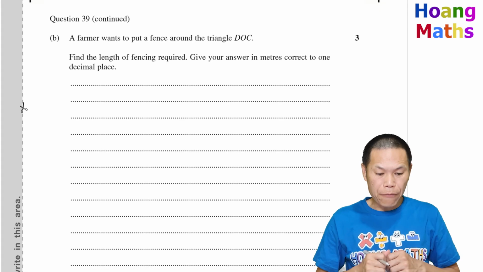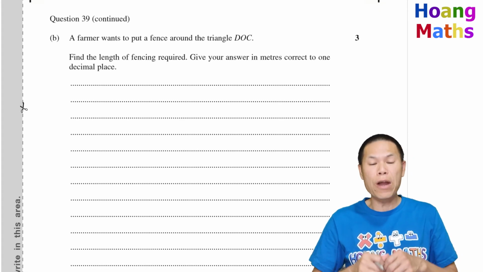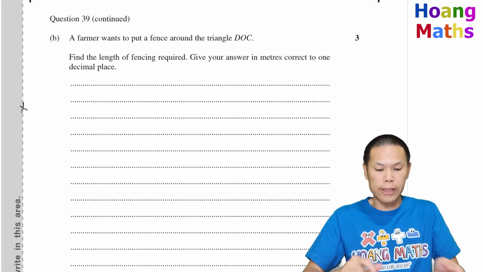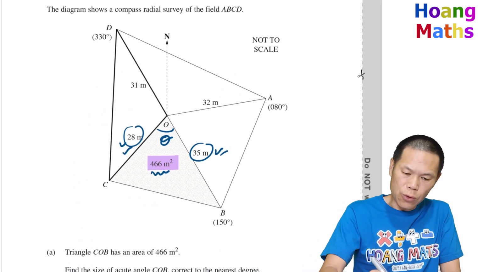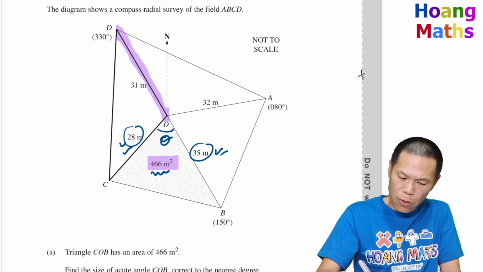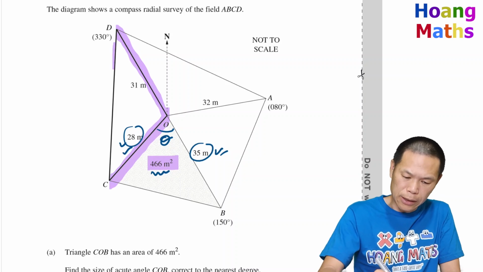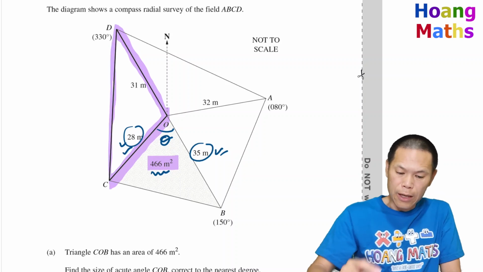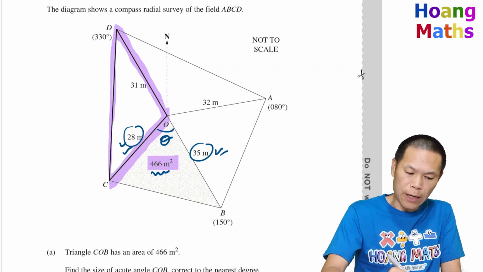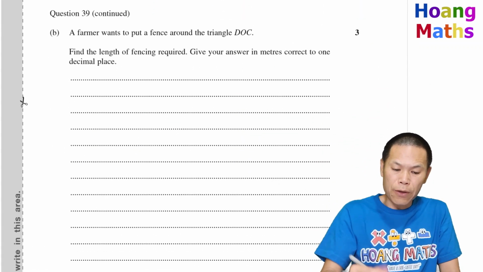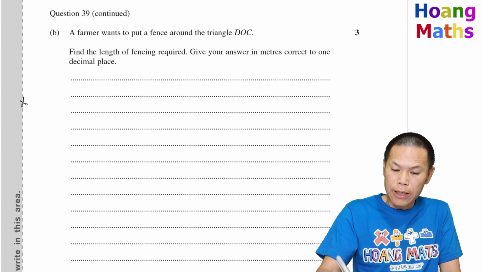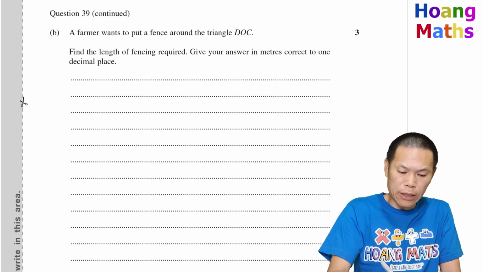Part B. A farmer wants to put a fence around the triangle DOC. So DOC is this triangle here. So we need to find the length of the fencing required. Give your answer correct to one decimal place.